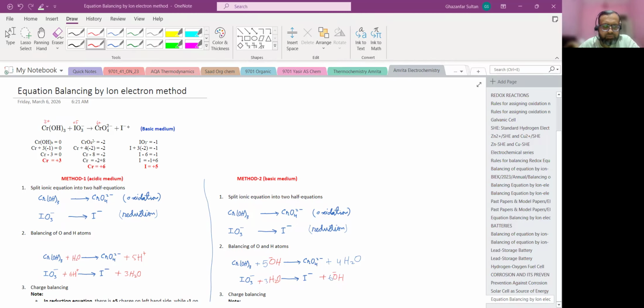Assalamu alaikum students. Today we are going to discuss how to balance a chemical equation or an ionic equation by the ion-electron method. So what to do first?